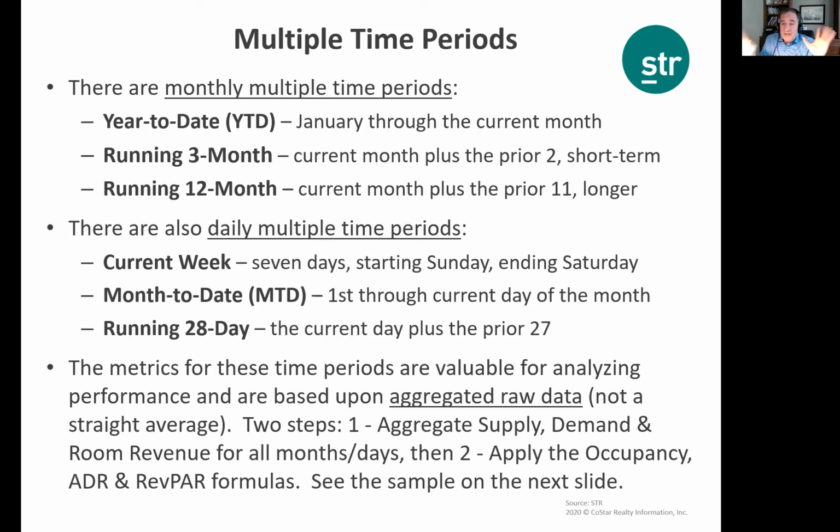When you're talking about daily data, there are multiple time periods here. Current week would be the 7 days, as we said before, starting on Sunday, ending on Saturday. Month to date. Now, that's a valid time period as well, which we'll see in some reports. That would be the first of the month through whatever the current day is. And then one more, running 28. That would be the current day plus the prior 27. And that sometimes gets referred to as a running 4-week or running 28-day, means the same thing.